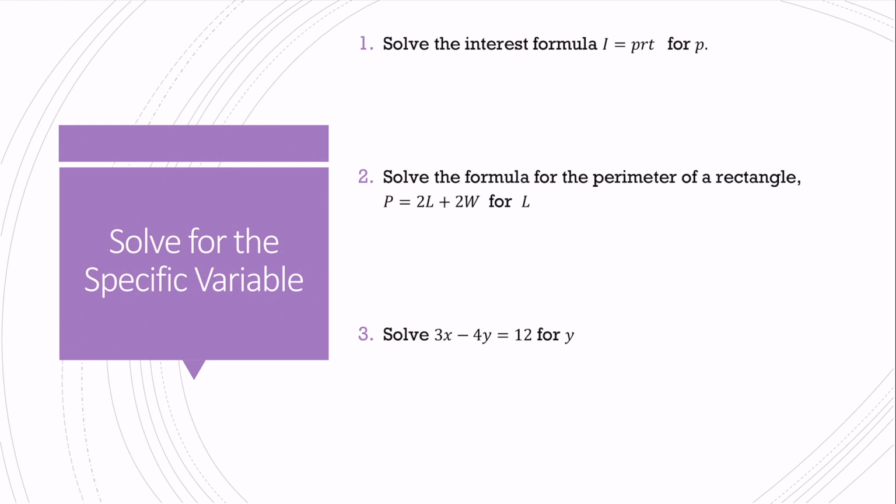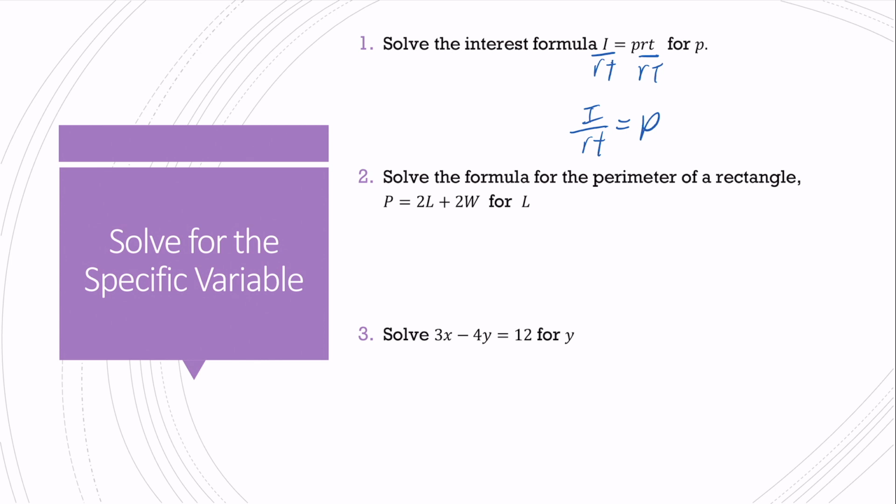This first example is the formula for interest. You may have seen this before. Interest equals principal times rate times time in years. We'll talk about this more later. To solve this for p, I'm going to divide both sides by RT. So I would have I over RT equals P, and yes, you can divide by two variables at once.